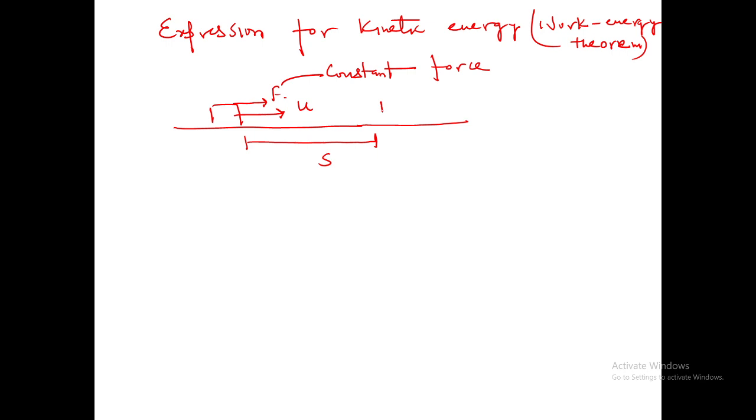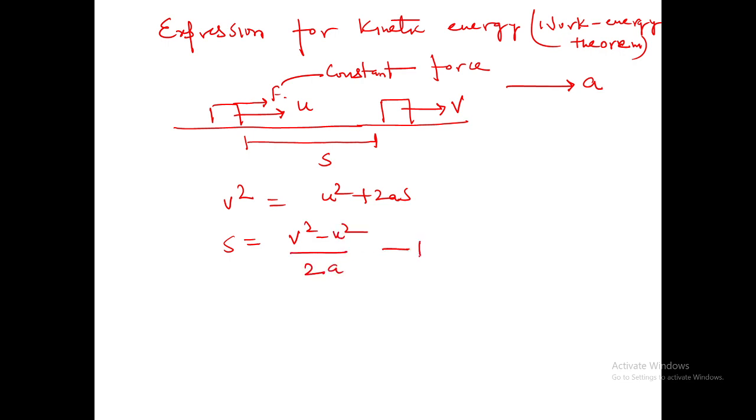The work done on the object will cause a change in its velocity. So this force will cause a change in its velocity, and now its velocity becomes V. Let a be the acceleration produced. Suppose the acceleration of the body is a. You all know v square is equal to u square plus 2as, right? So from here you can get s is equal to v square minus u square upon 2a. This is equation one. And according to Newton's second law, the force applied on the body can be calculated from this formula: F is equal to m times a. This is equation number 2.